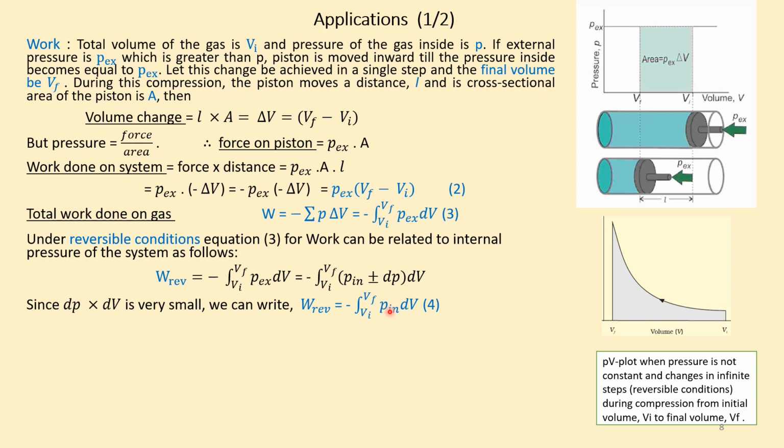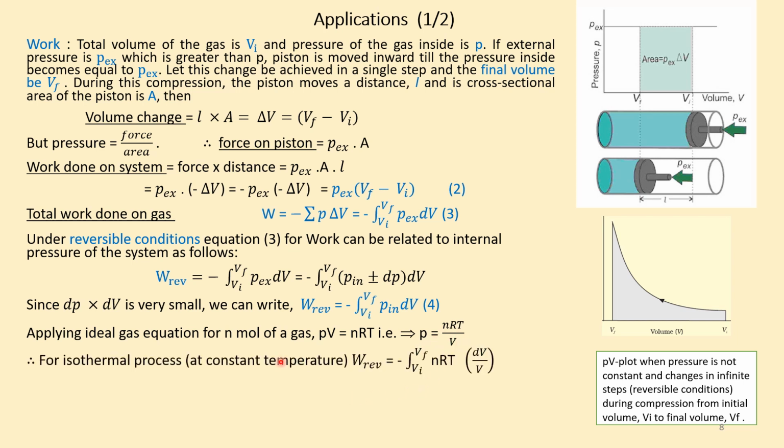For all practical purposes, dP into dV is very small, and we can write the above equation as W reversible is equal to minus integral Vi to Vf of Pin into dV. Let it be equation 4. Applying the ideal gas equation for n moles of gas, PV is equal to nRT, we can write P is equal to nRT divided by V, and the same thing can be written for an isothermal process, that is, at constant temperature.